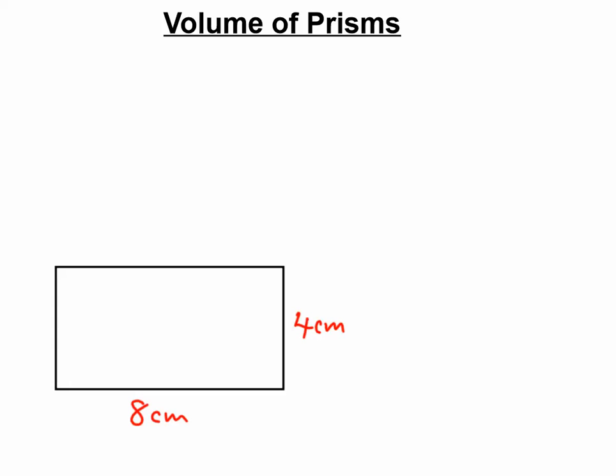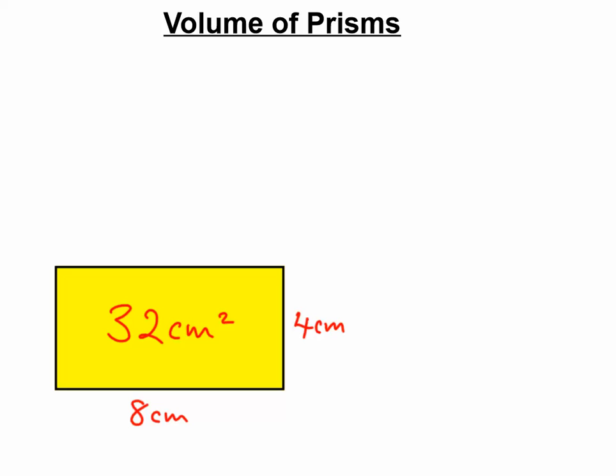Okay, this video looks at the volume of prisms. Now before we can do that, we must confirm that we can work out the area of 2D shapes. So first of all, we have a rectangle that measures 8 centimeters by 4 centimeters, and the area of this is 8 times 4, which is 32 centimeters squared.